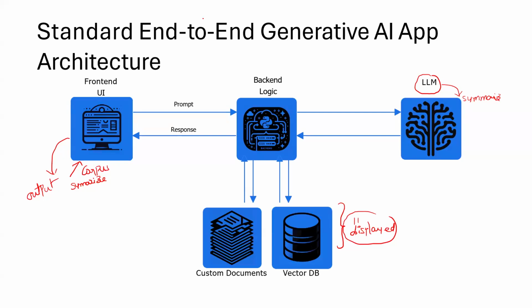If you know the architecture, you are well placed to build the LLM model. This is the standard end-to-end generative application. Even if it is ChatGPT, Gemini AI, or Claude, everyone is using the same thing. There is no difference at all. Understood? Any doubt about this?